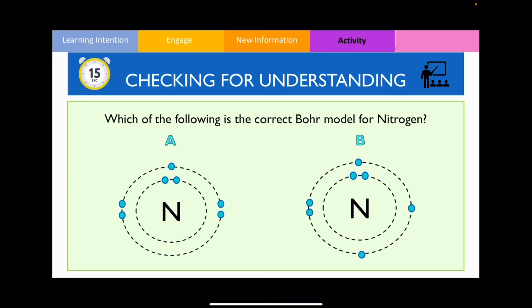So I want you to please answer this question. Which of the following is the correct Bohr model for nitrogen? If you examine both of these options over here, both of them have the exact same number of electrons, and they also have the exact same number of valence electrons. However, option B is going to be correct, and the reason why option A is incorrect is because they started to pair up the electrons before occupying all coordination sites.